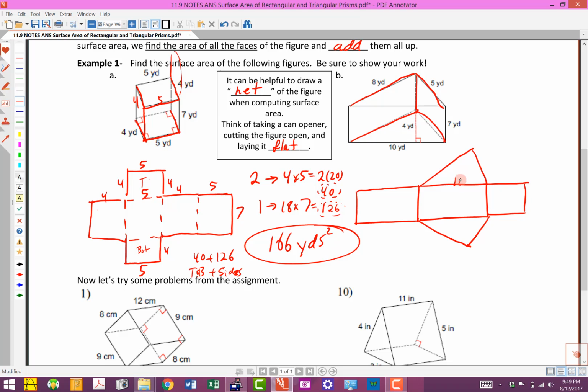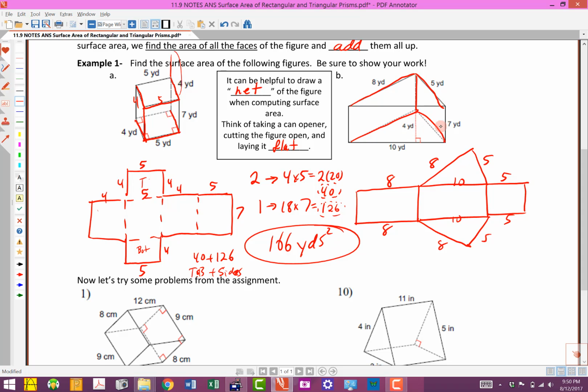This is 10, this is 5, and this is 8. So stop and think about it. These two have to come together to make that edge. So if this is 5, that's got to be 5. Kind of like if that was 4, that was 4. Same thing on the other side. So if this is 8, that's 8. So this is 8, this is 10, and this is 5. This is 8 and this is 5. Getting a little carried away with the measurements here, but that's okay.